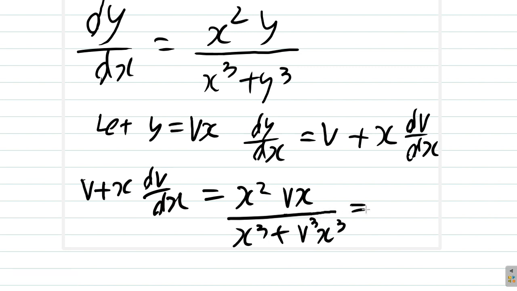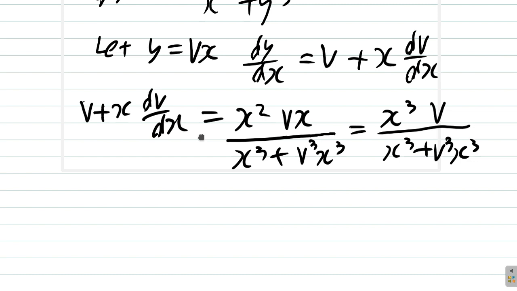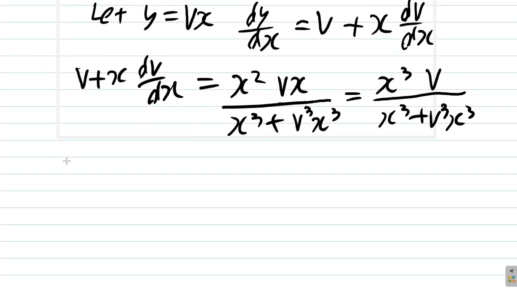Alright. What's happening up top here? x squared times x gives you x cubed. That's v over x cubed plus v cubed x cubed. Now, you see what happened after this? We have v plus x dv by dx equals.